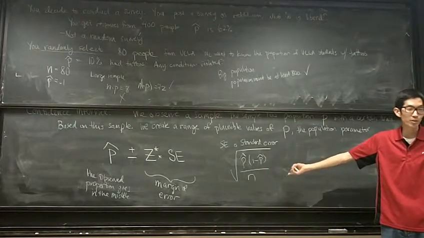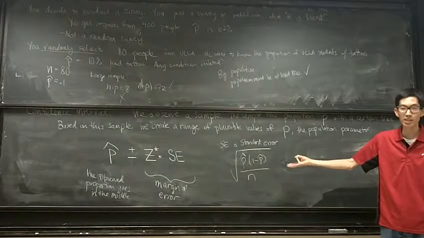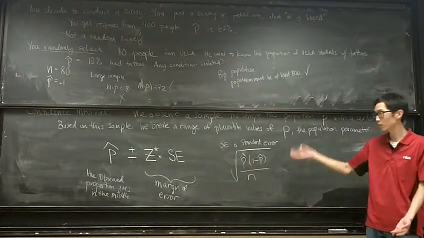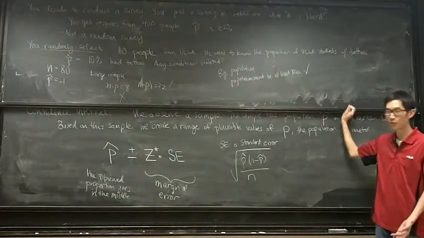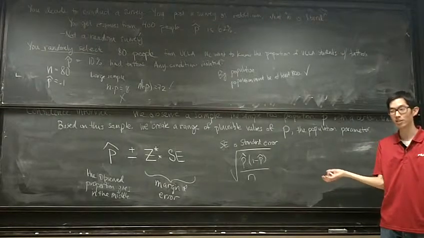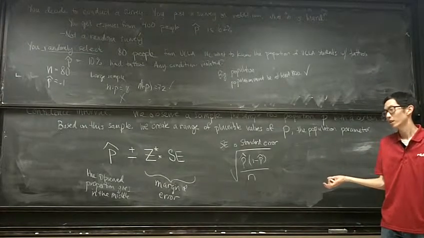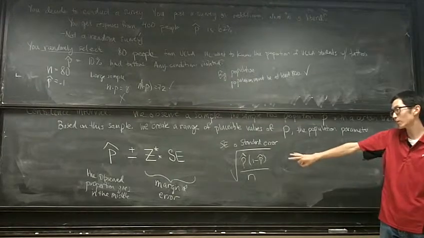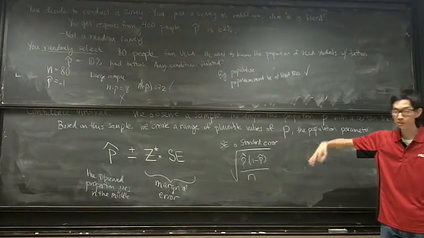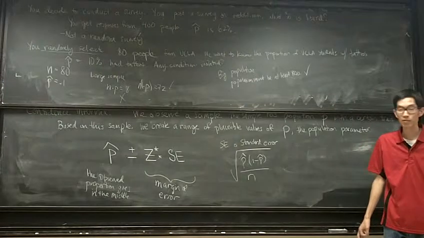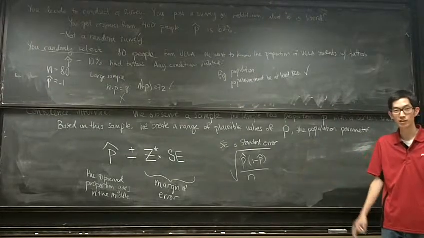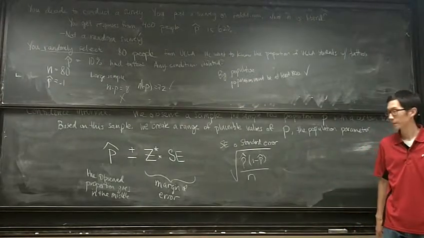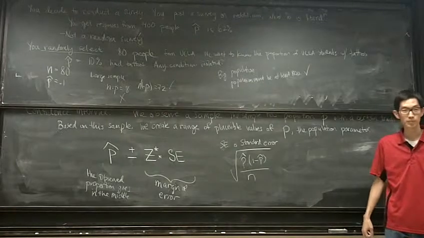Because we don't know p. The whole reason we're doing this is because we're trying to estimate what p is. I don't know what proportion of Los Angeles is Asian. I'm trying to estimate it. So the best guess I have right now for p is the current estimate, which is 22%, which comes from my sample.